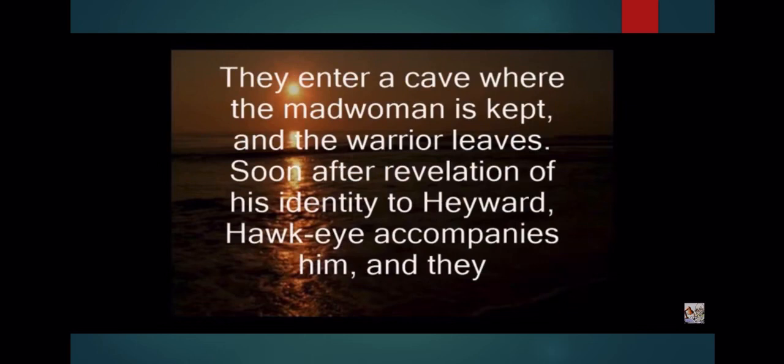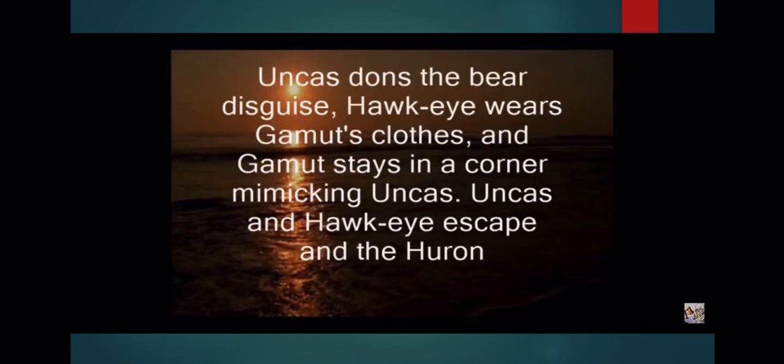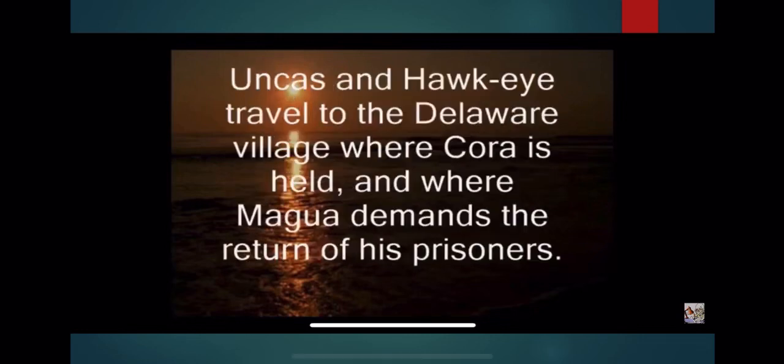Soon after, Hawkeye reveals his identity to Howard and accompanies him, and Gamut convinces the Huron to allow him and his magical bear, Hawkeye in disguise, to approach Uncas, and they untie him. Uncas dons the bear disguise. Hawkeye wears Gamut's clothes, and Gamut stays in a corner, mimicking Uncas. Uncas and Hawkeye escape the Hurons.